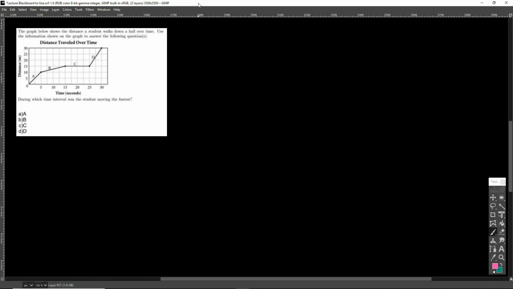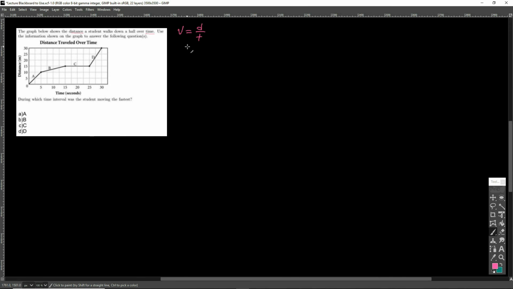This next problem says, the graph below shows the distance a student walks down a hall over time. Okay, so we know we have a distance and we have time, so we automatically know that we're dealing with a velocity.